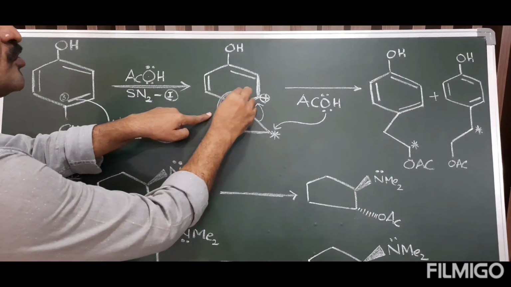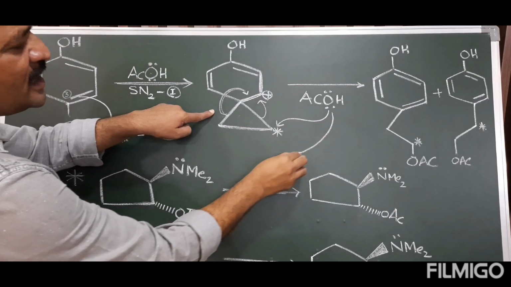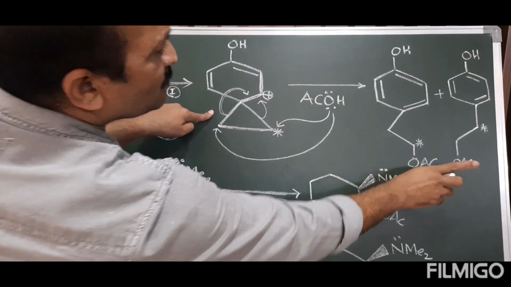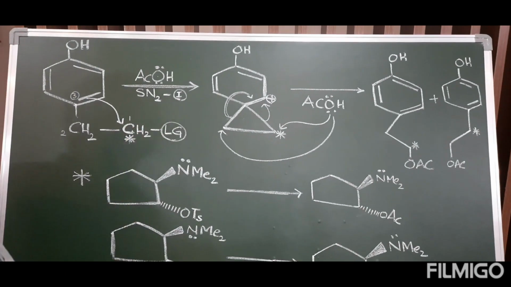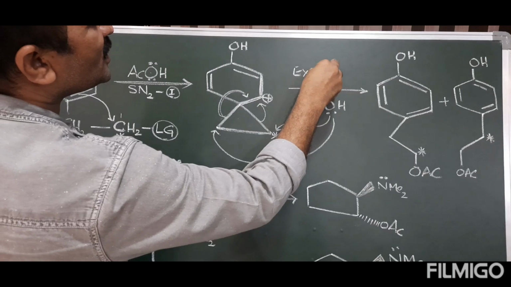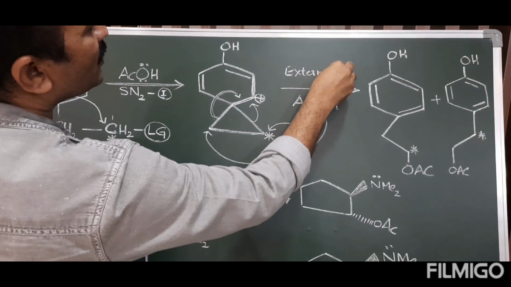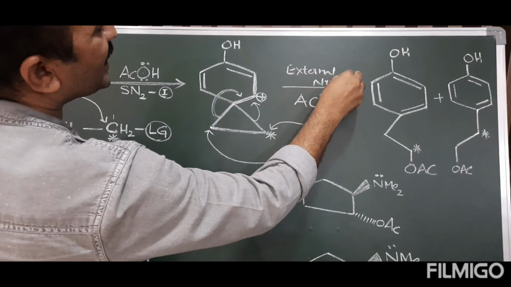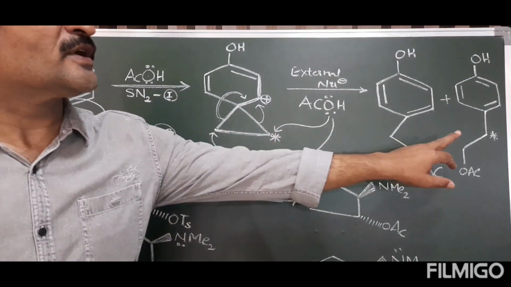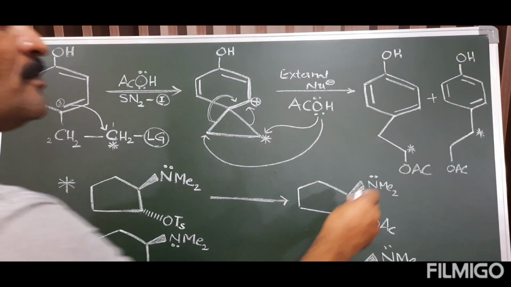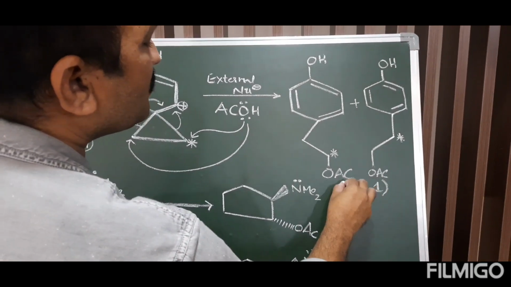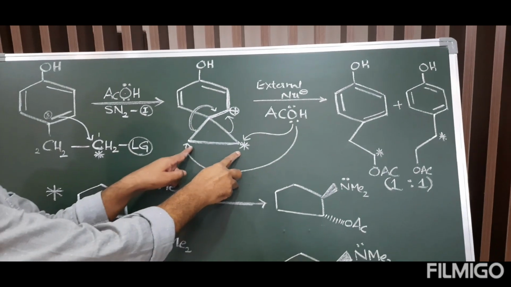Suppose this bond undergoes cleavage, this CH3COOH will attack this carbon. This is the possible product. Students have to remember, this is the external nucleophile. When the external nucleophile attacks the substrate, two types of products are formed. Both are formed in the ratio 1:1 because both the carbons are equivalent.